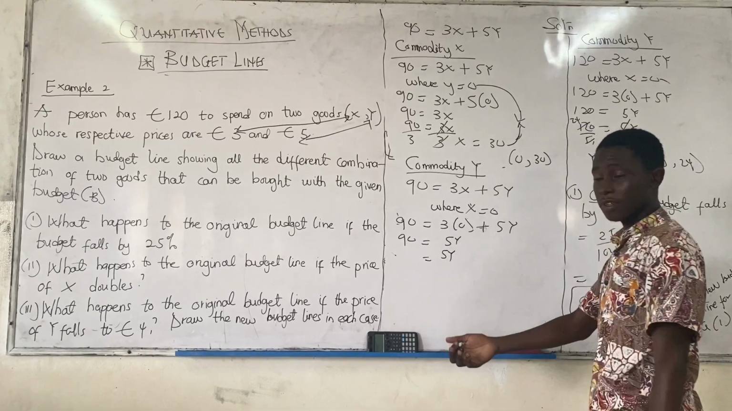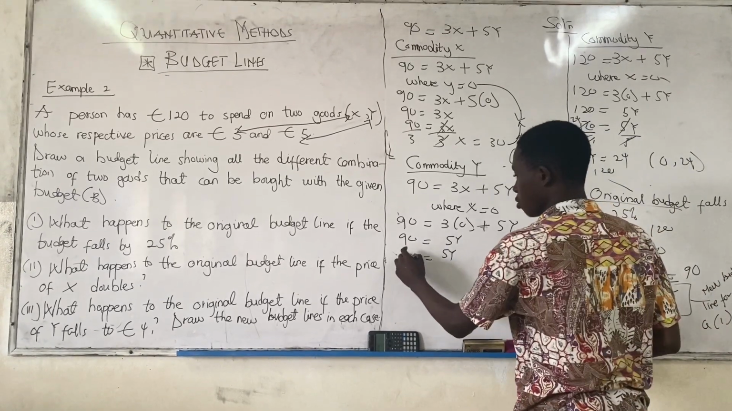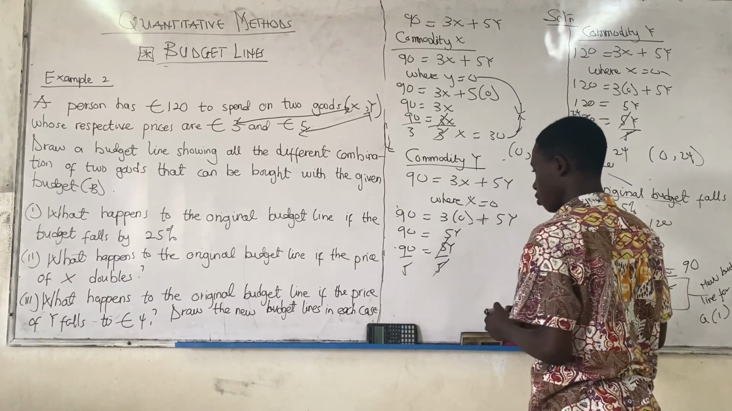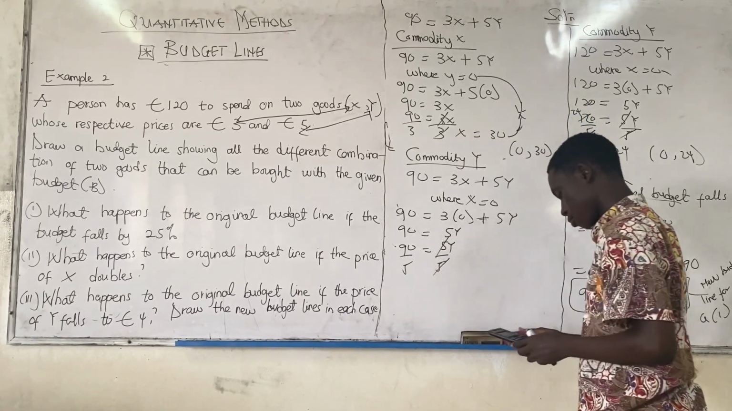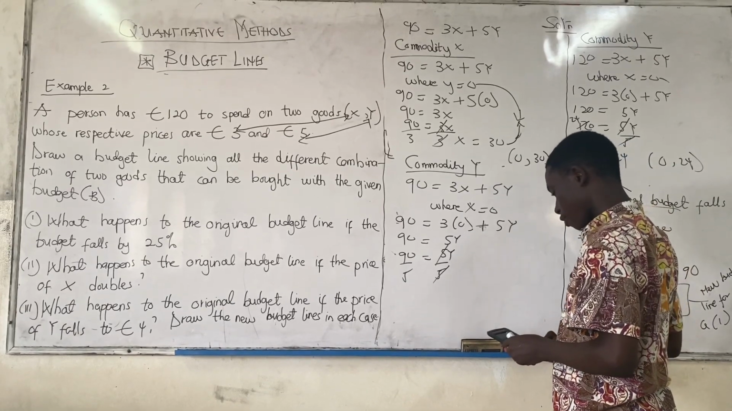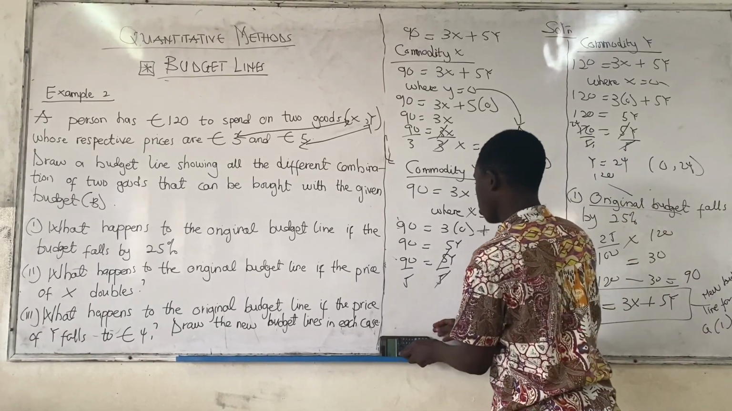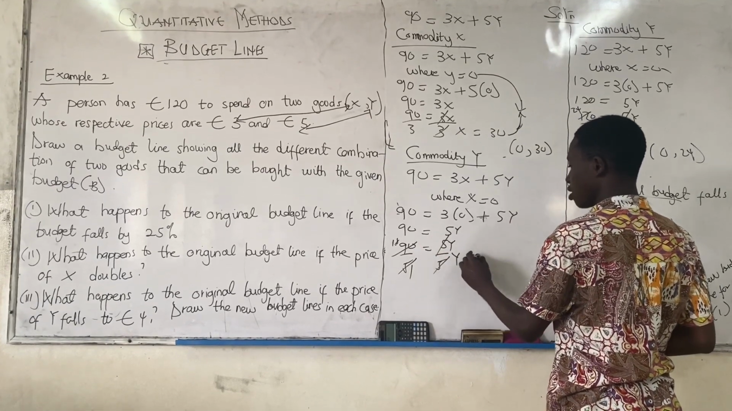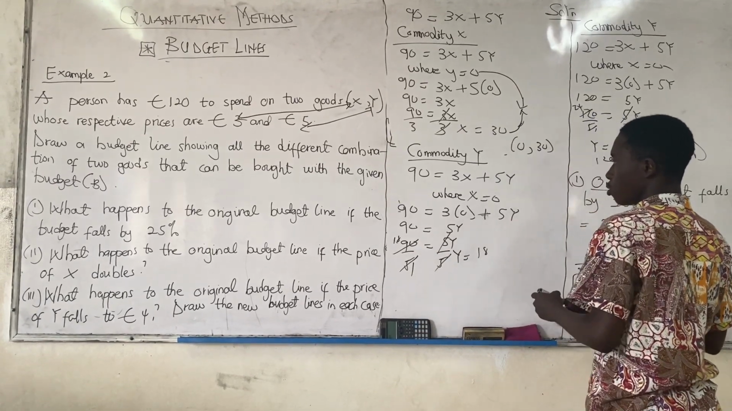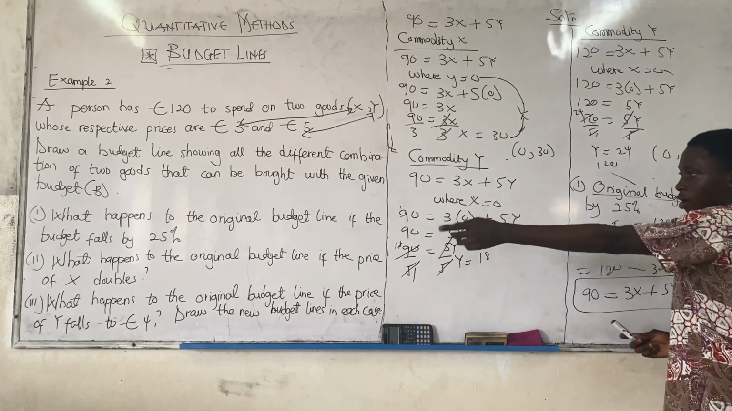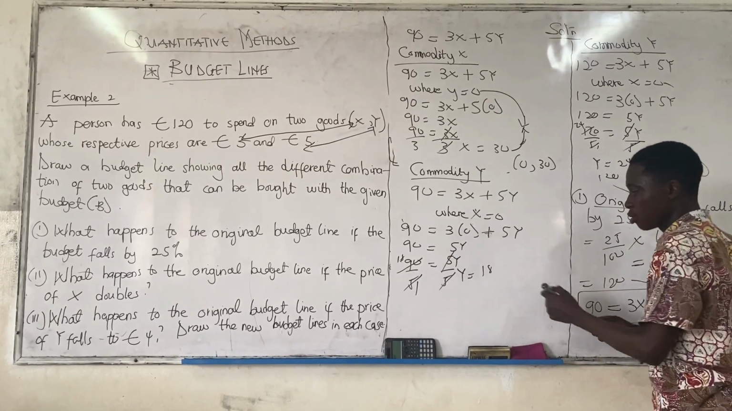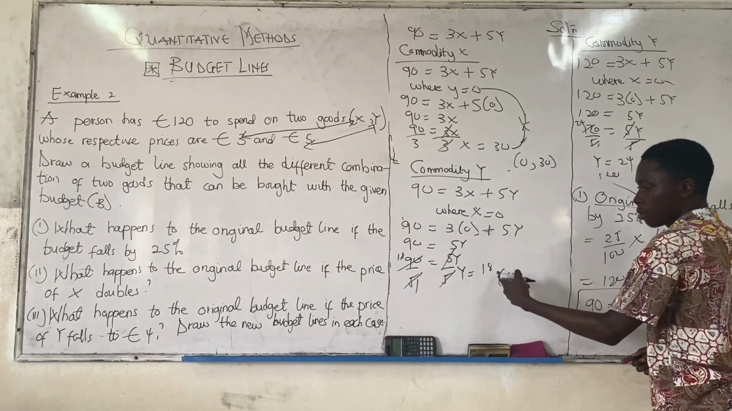Divide both sides by the coefficient of y, which is 5. So 90 divided by 5, I'm going to get 18. So 5 comes here 1, goes here 8. So y is equal to 18. To be able to also plot this on a graph, where x is 0, y is 18. So you are going to get 0, 18.